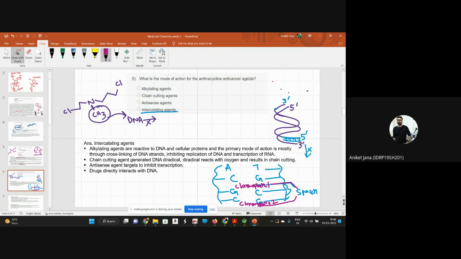So what is an example of this? The anthracycline anti-cancer drug. What class does it belong to? This belongs to our last one, the intercalating agents. It directly interacts with the DNA and stops cancer growth. Okay, so now let's move to our next question.